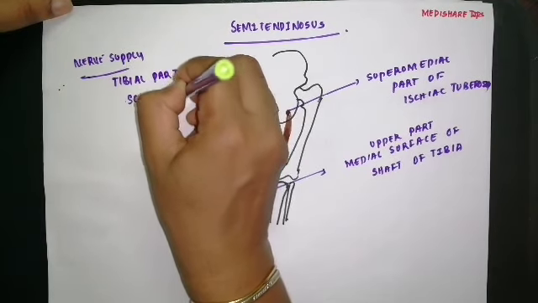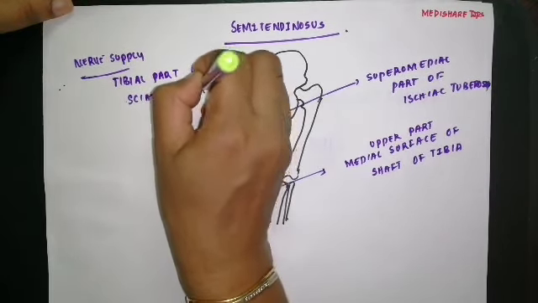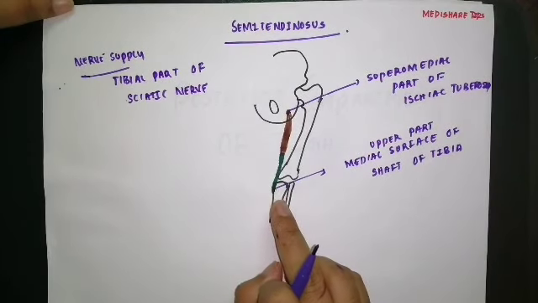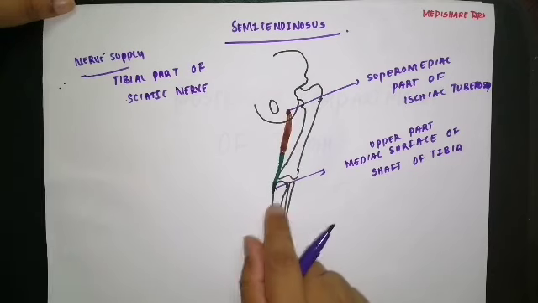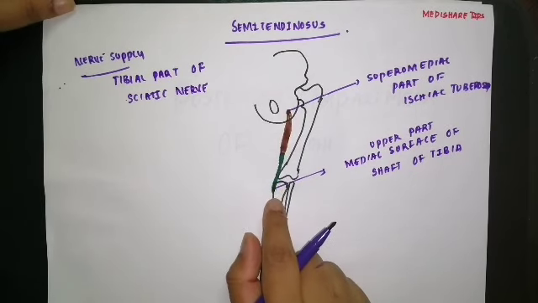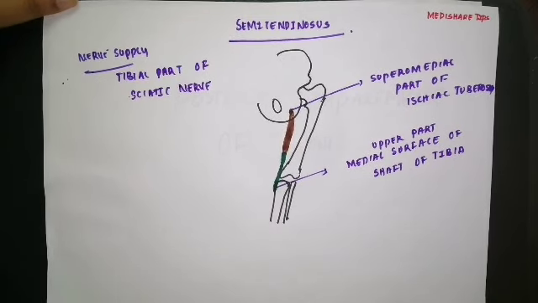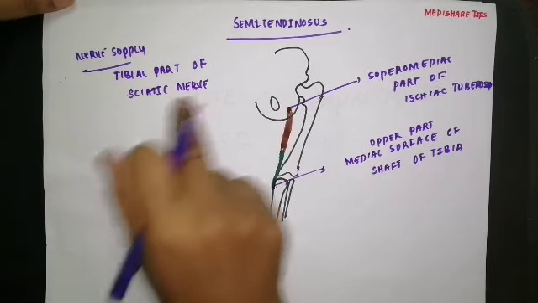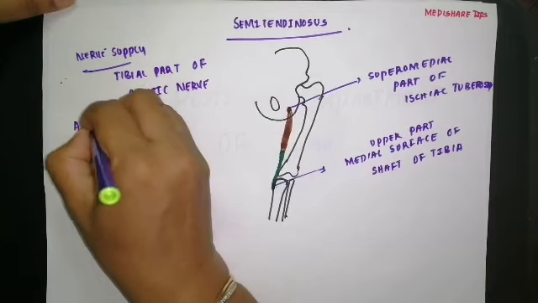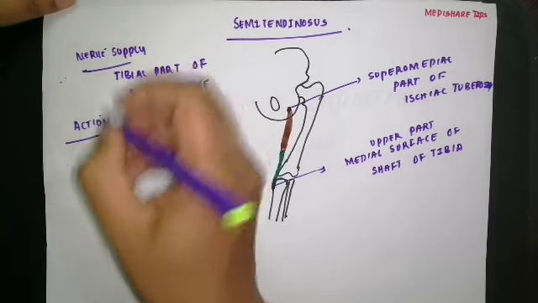One thing to be known is that this muscle also forms the superomedial boundary of the popliteal fossa, and biceps femoris forms the superolateral boundary of the popliteal fossa. Now the action of this muscle: it is also a hamstring muscle.